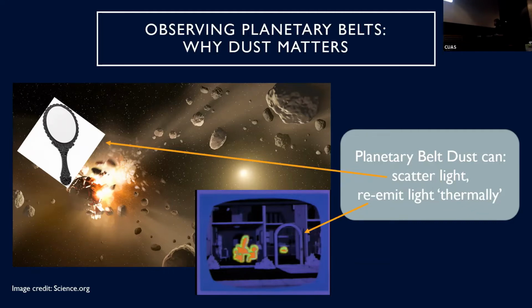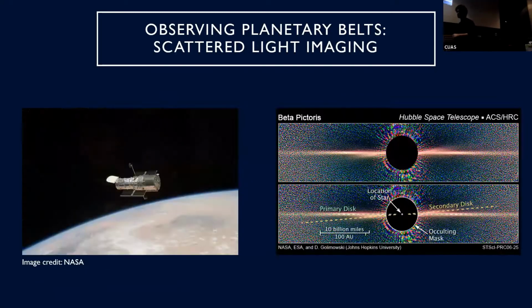The other way we can look is by looking for the re-emission of thermal light. So every little speck of dust in this belt has some temperature, so it has some thermal emission component. And if you add up every single bit of dust in one of these rings, it actually becomes visible. You'll have to trust me for now that that's the case, and I'll show you some images to demonstrate this is exactly true.